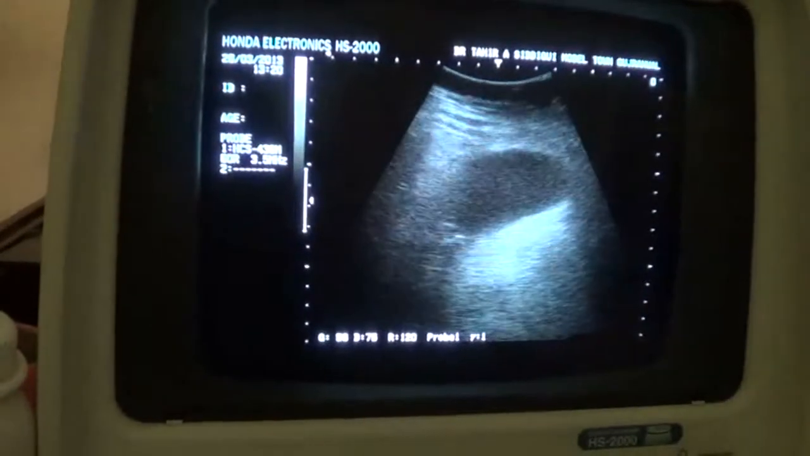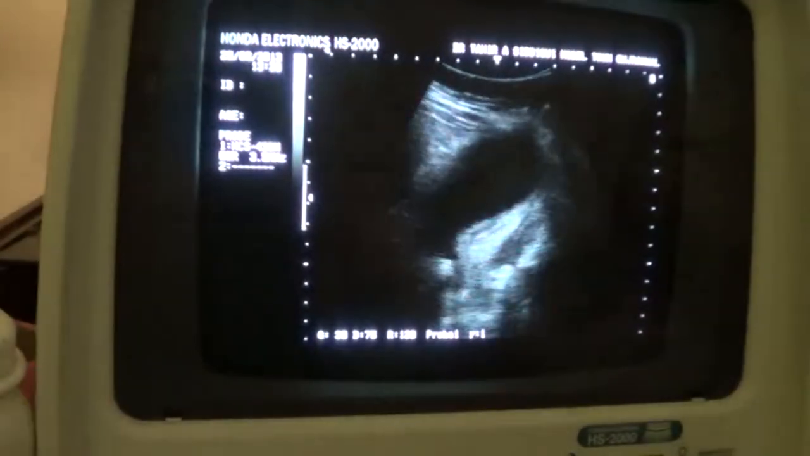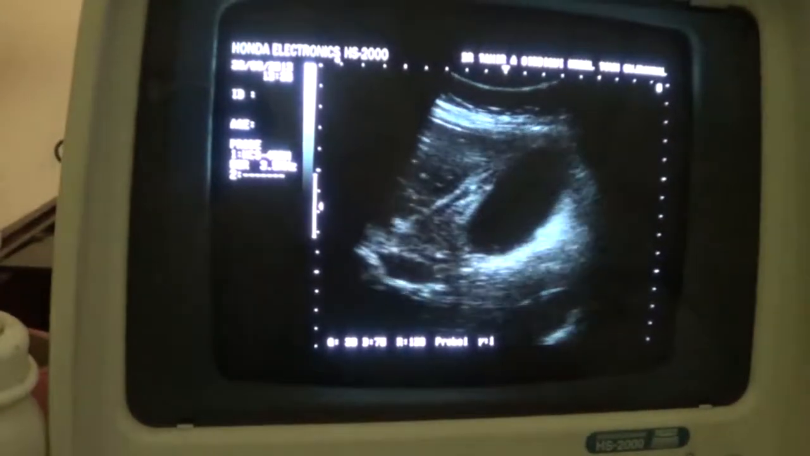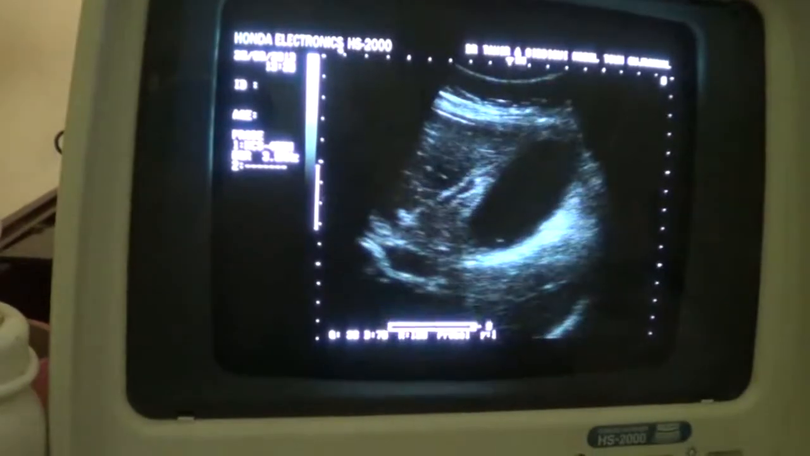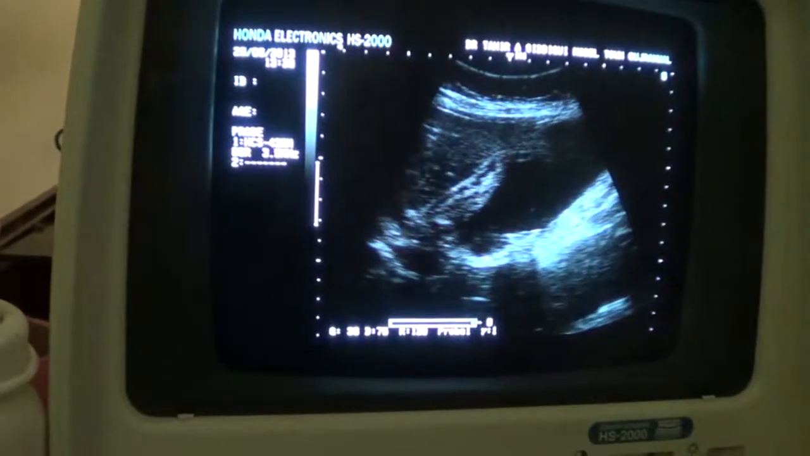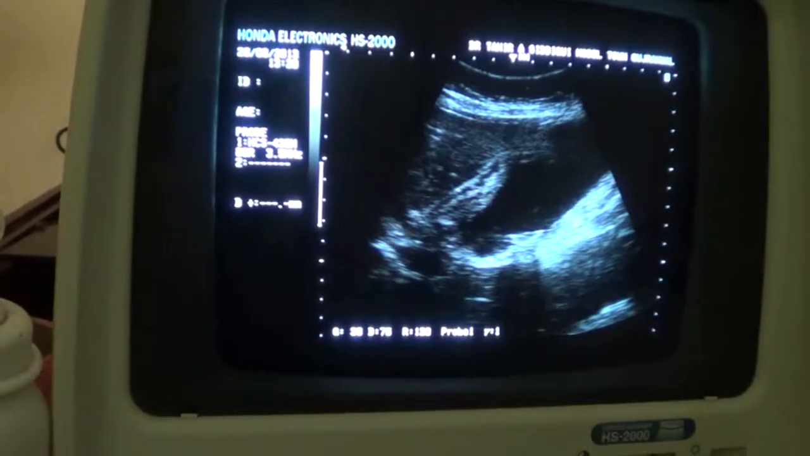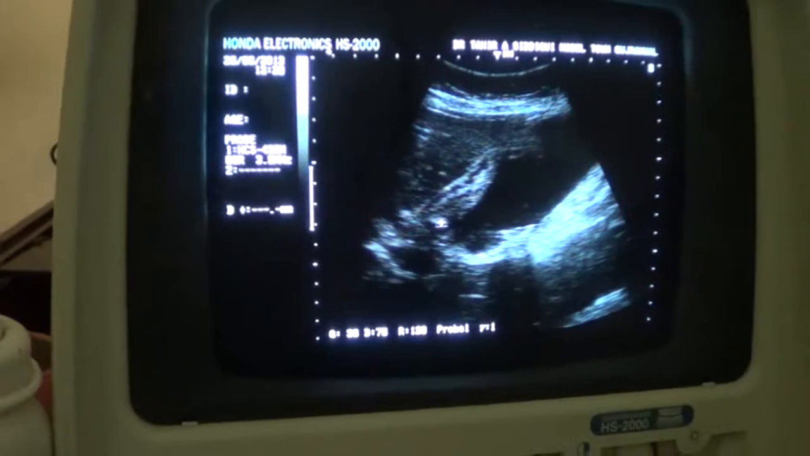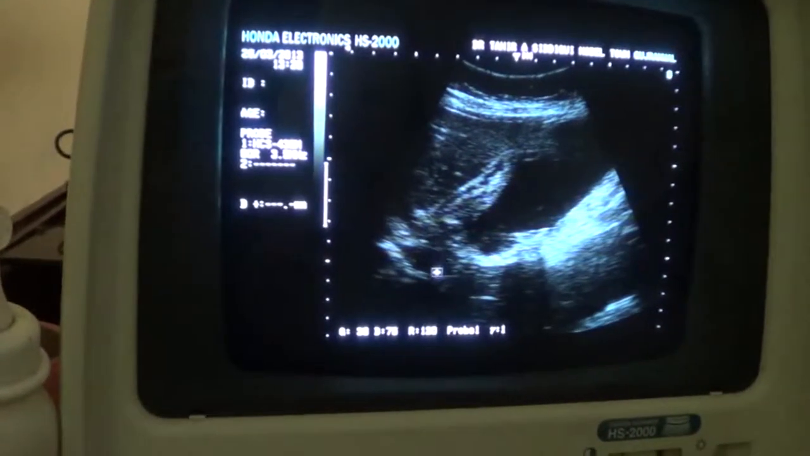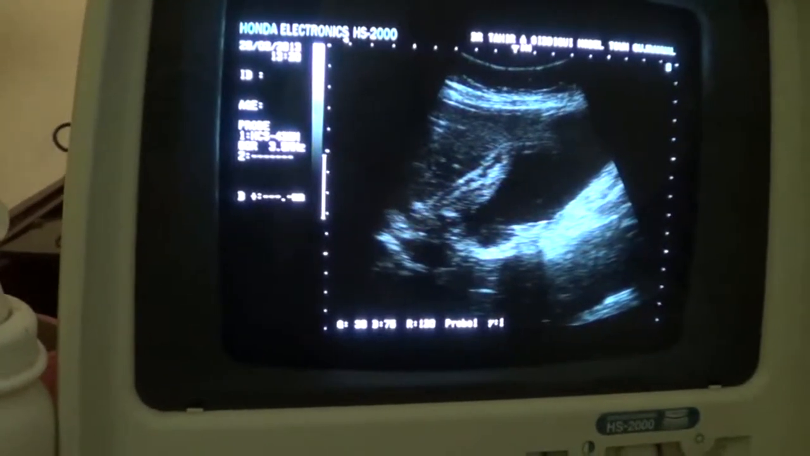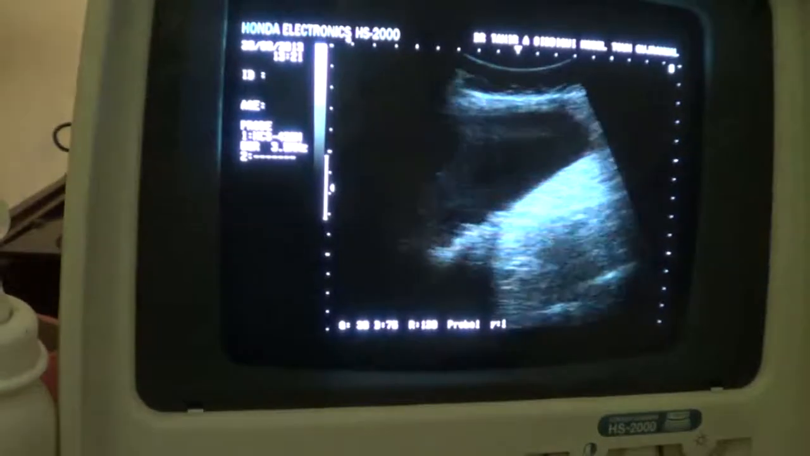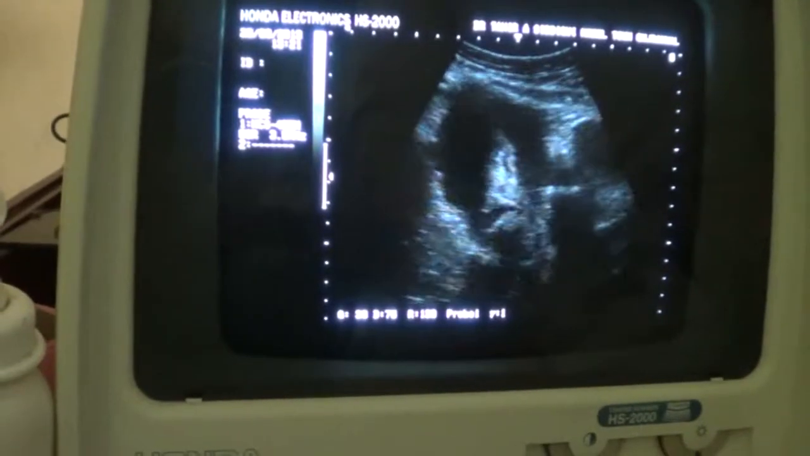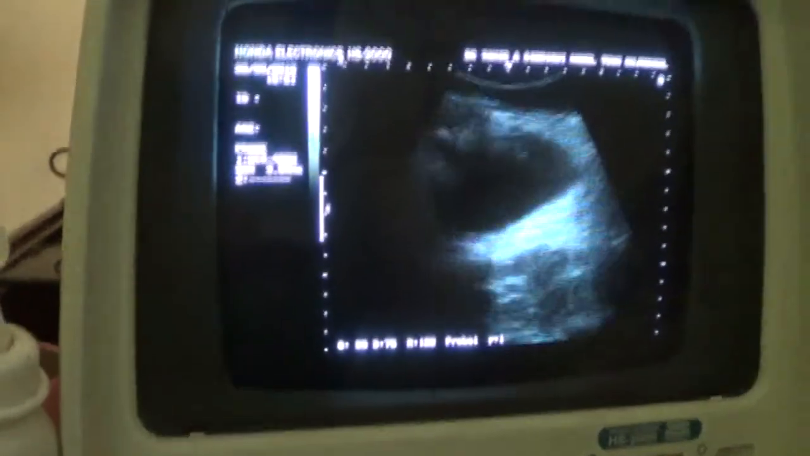Here we see, you can see that the lower half of the anterior wall is edematous. There is a fluid rim around it. This is the portal vein. This is the common bile duct. So these are not dilated. This is a case of acute cholecystitis with pericholecystic fluid.